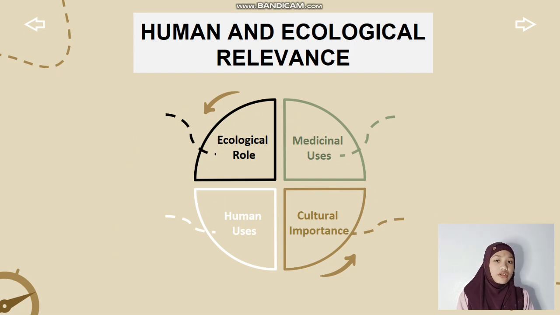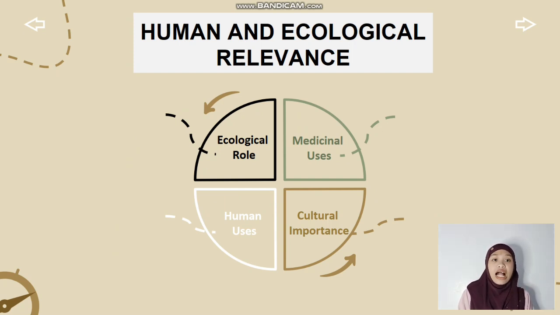Human and ecological relevance. Number 1, ecological role. Pinaceae trees play an important role in the environment. They provide shelter and food for wildlife, help prevent soil erosion, and absorb carbon dioxide, which helps fight climate change. Number 2, human uses. Humans use Pinaceae trees for many things such as timber for building houses, furniture, and paper. The resin from these trees is also used in products like adhesives and paints.